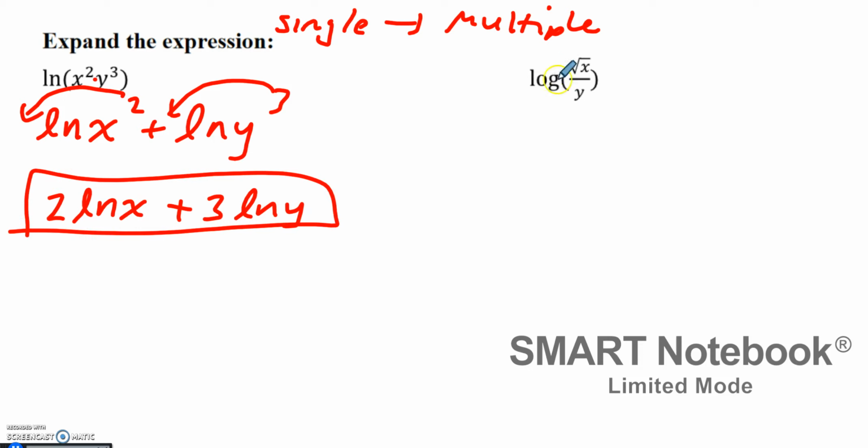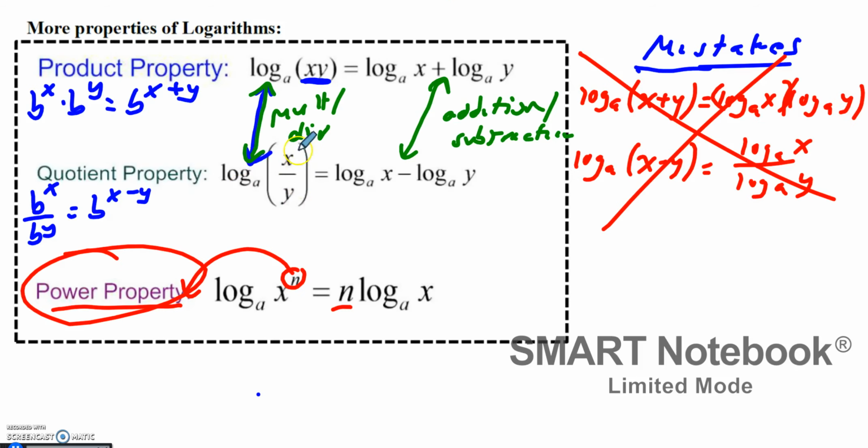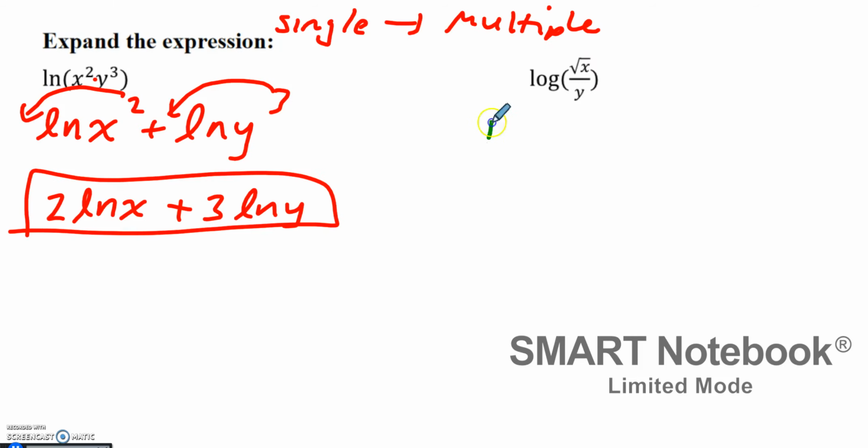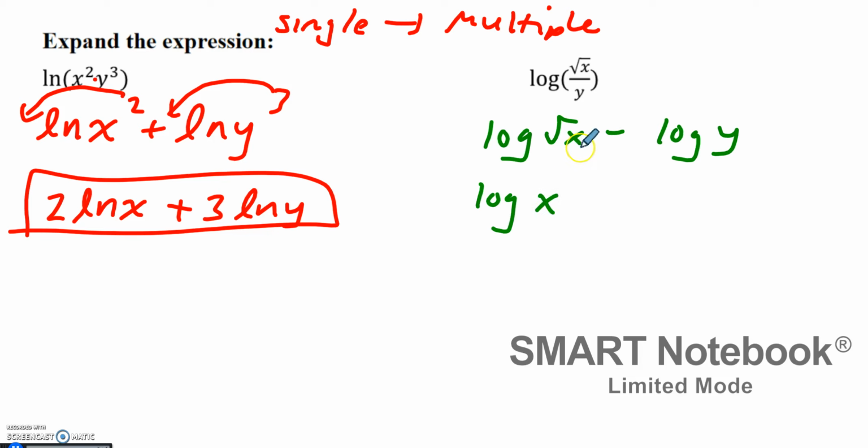In the second example, we have a single log of division. So if I look back, a single log of division is the same as two separate logs being subtracted. So we could write this as log, and you're assuming log base 10, of the square root of x minus log base 10 of y. Now it looks like you might be done because it looks like you don't have any powers, but we actually do, because this can be rewritten as log of x to the 1/2 power, because square root is the same as 1/2, minus log of y.